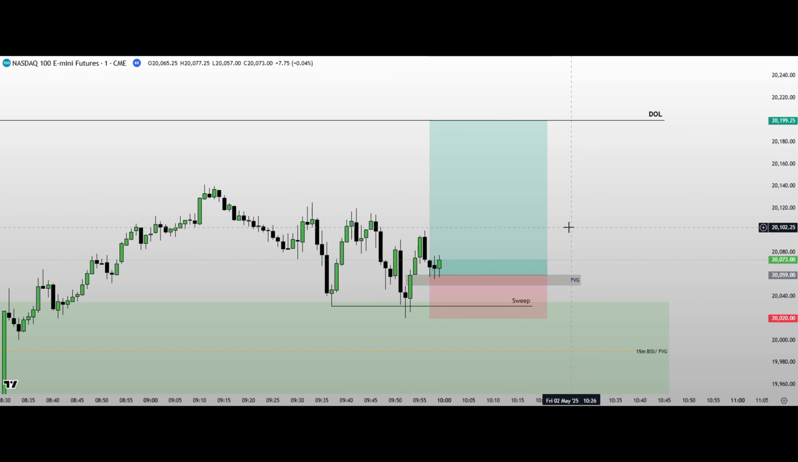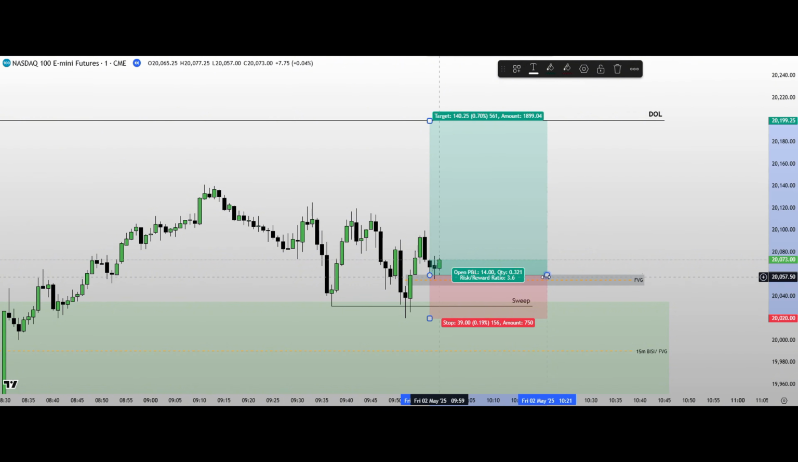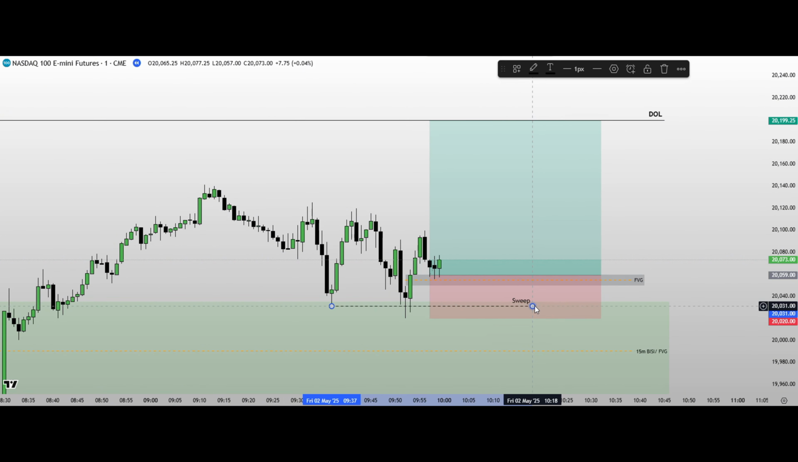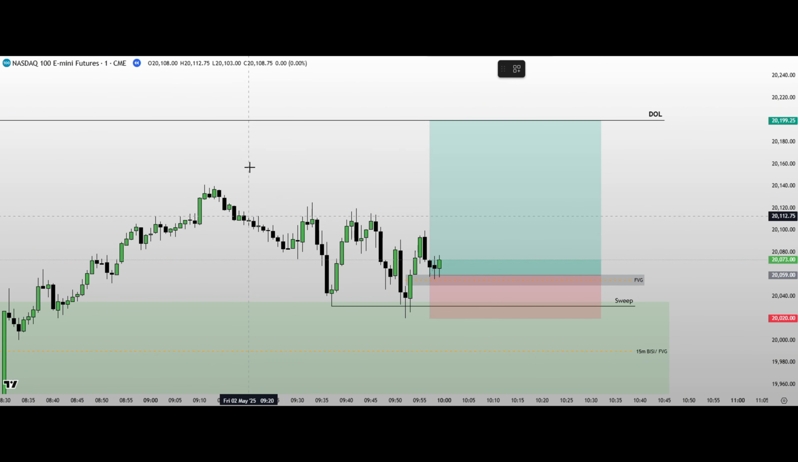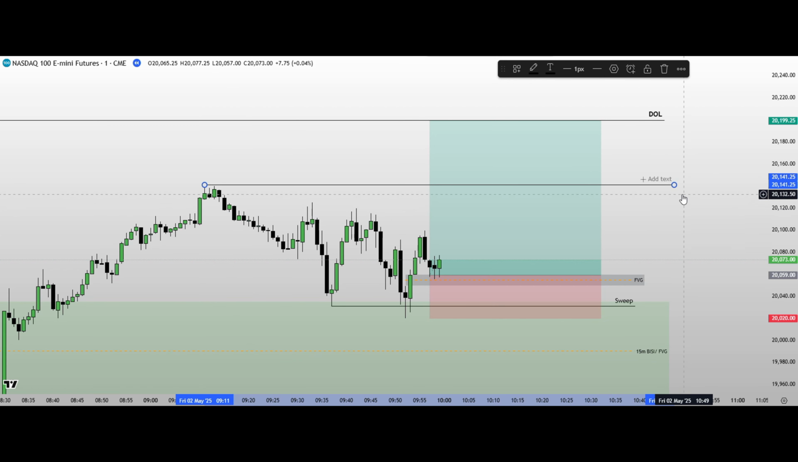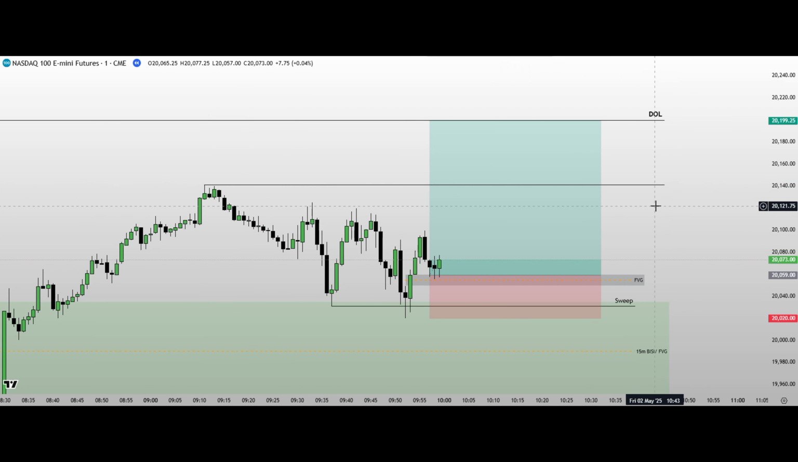Reversal. Price forms the PD array entry in the direction of the draw, and we get the entry tapped into. So off that point, this is our entry here, and we would target the draw. Like I said, you can take partials at that 15-minute buy side liquidity level if you'd like.